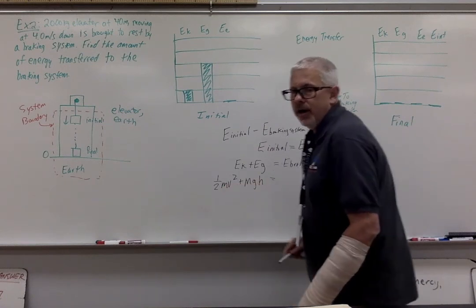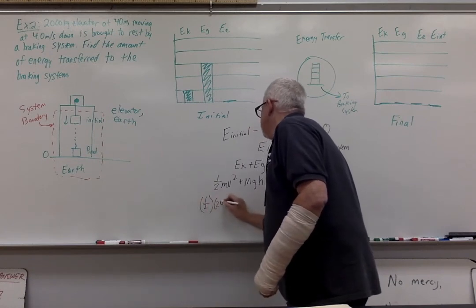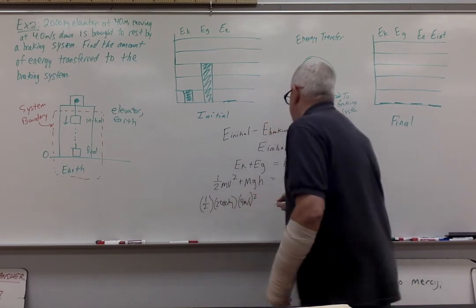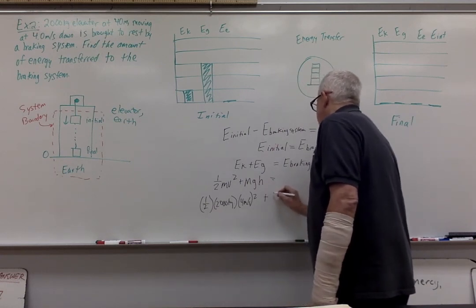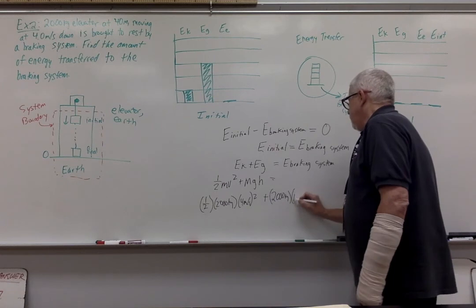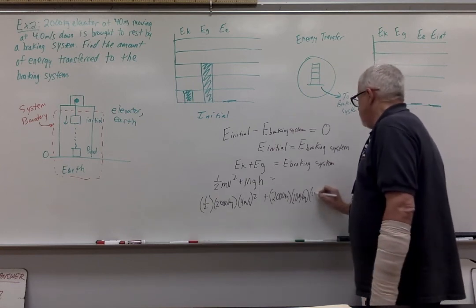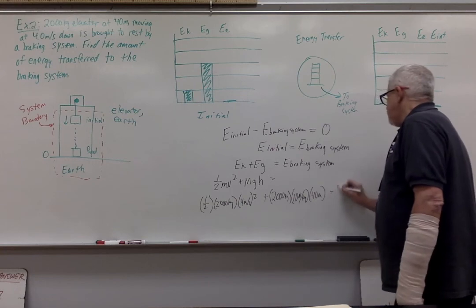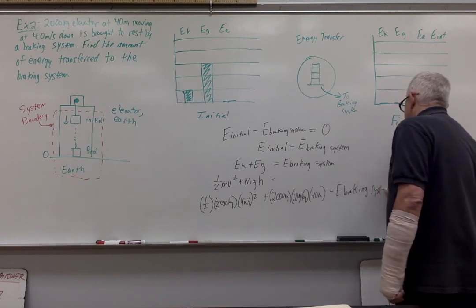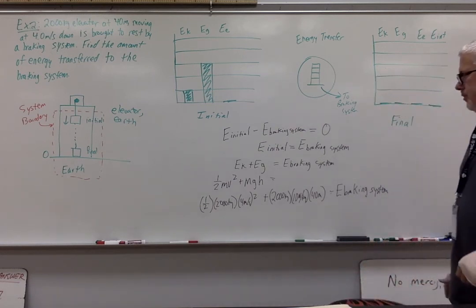Well, what are the numbers that I've got? 1/2, the mass is 2,000, velocity is 4 meters per second, that's squared, plus 2,000, I'm going to say g is 10 instead of 9.8, so 10 newtons per kilogram, times the height, which was 40 meters. All that equals the energy of the braking system, which is what we're trying to find out. My handwriting is horrible.